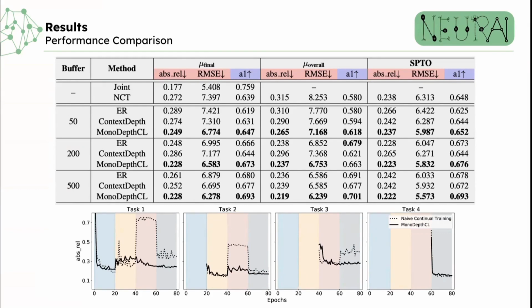As shown, there is a significant drop in performance of naive continual training on each task as newer tasks are encountered, in contrast to MonoDepthCL, which undergoes far less forgetting across tasks. We further compare against a generic experience replay approach to continual learning without a stable context, and also context depth itself, that maintains an exponential moving average of the working model. We show that MonoDepthCL outperforms other continual learning methods for different buffer sizes across all methods. Particularly note how MonoDepthCL is equipped to handle the stability-plasticity trade-off compared to rehearsal-based experience replay.